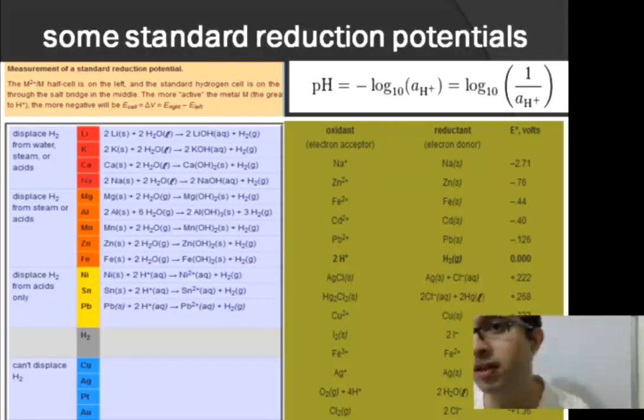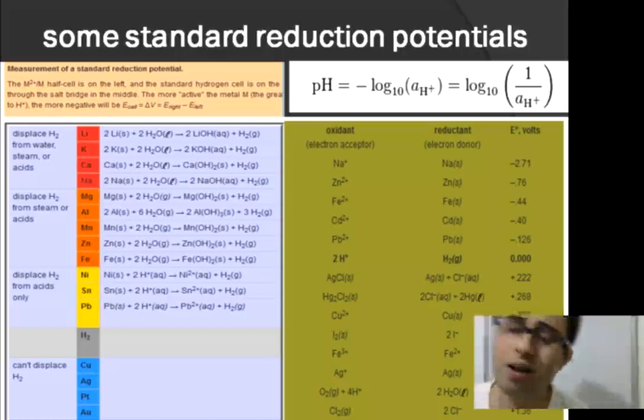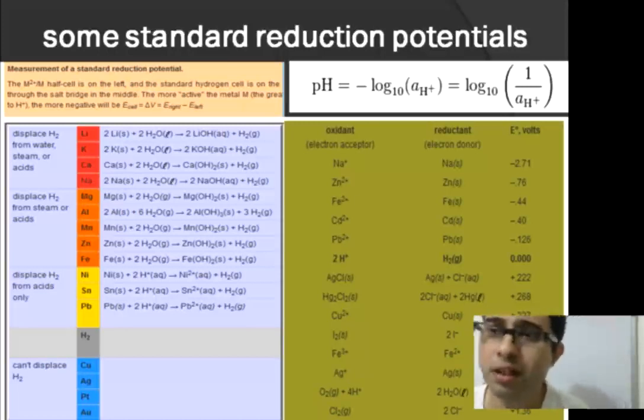Now go to that statement. Go to the first row, first column, small preview. Measurement of a standard reduction potential. It says that the M2+ and M half cell is on the left, and the standard hydrogen cell is on the right, connected through the salt bridge in the middle. The more active the metal M is, the greater its tendency to reduce H+, the more negative will be the E cell. So let's get into the exact statements. What it means is that if you need to calculate the EMF of the cell, you need to subtract the right hand side minus the left hand side.